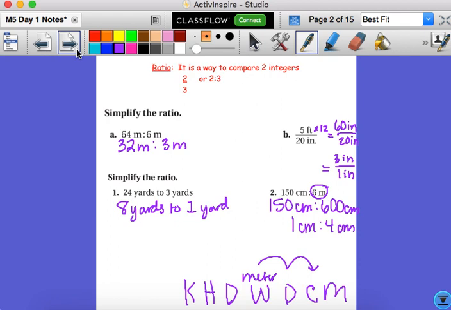So again, for the purposes of what we're going to do here, we're going to try to make sure our ratios are as simplified as possible in either fraction form with a colon in between or written out in words. And we want to make sure that they are in the same units.